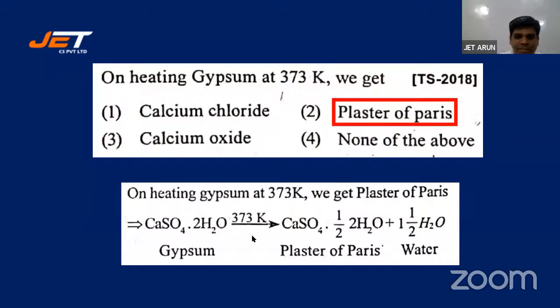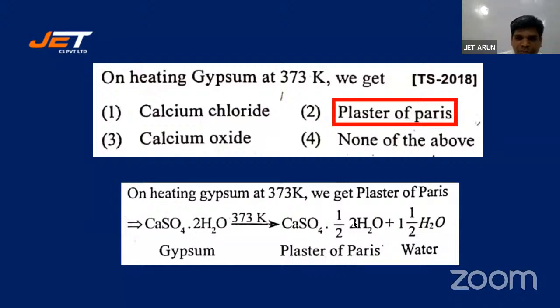Look at the reaction here. What is gypsum? Calcium sulfate dihydrate. What is pentahydrate? Blue crystals of copper sulfate, that is pentahydrate, copper sulfate. But here, calcium sulfate dihydrate is gypsum. When you heat it, you'll get calcium sulfate hemihydrate.